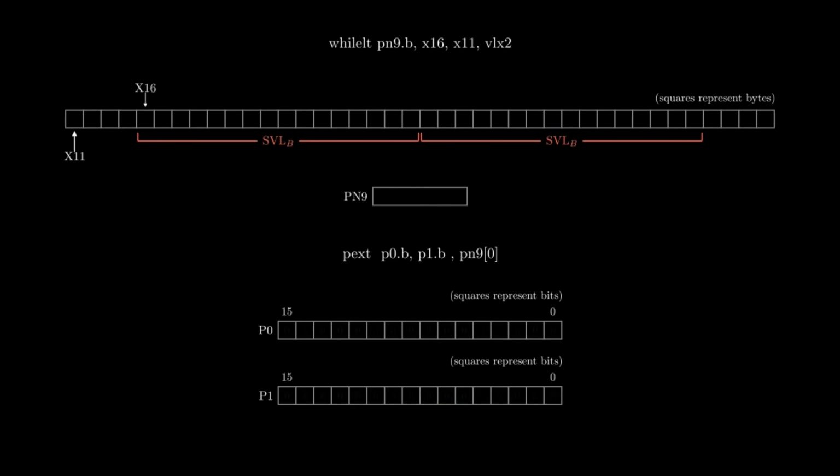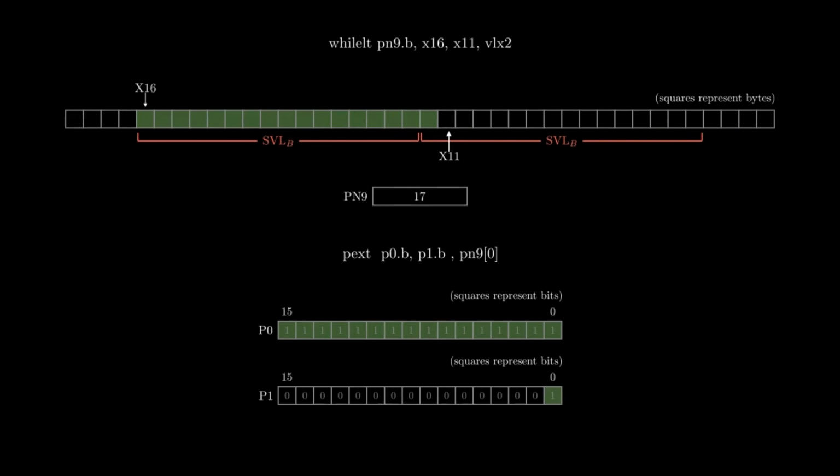If x11 is less than or equal to x16, then PN9 is set to a special value that signifies all false. Where x11 is greater than x16 but less than 2 tiles ahead, then PN9 encodes the number of active elements. Skipping ahead, once we have more than 16 active elements, the second mask, register P1, starts to fill up. When we have 32 or more active elements, the PN9 counter is set to all true.